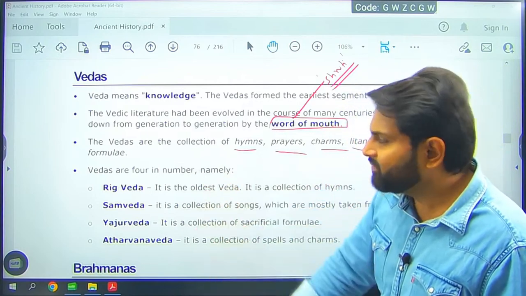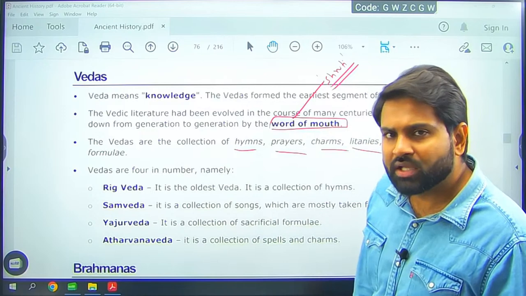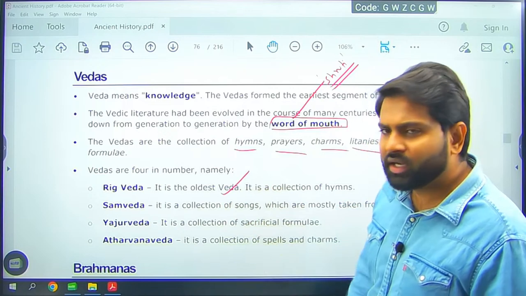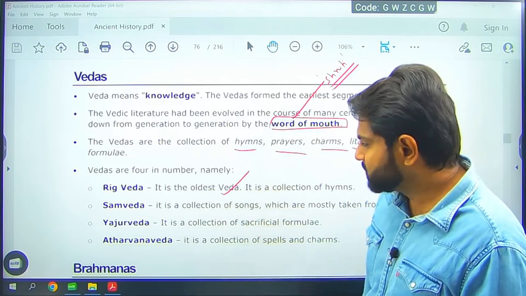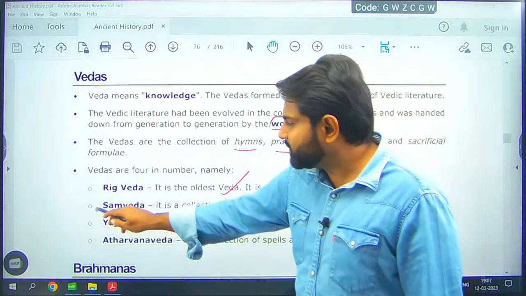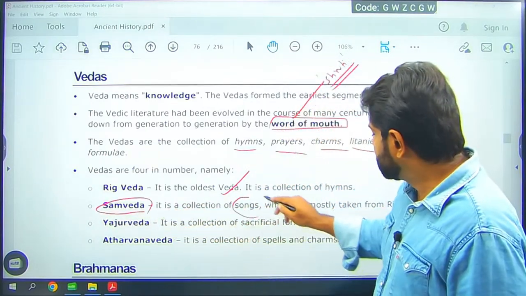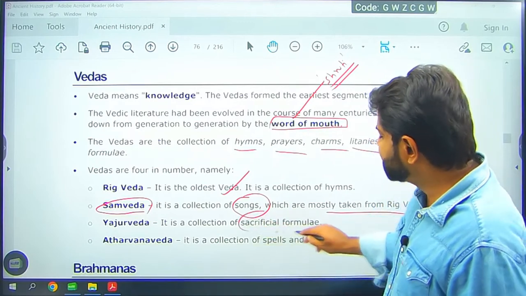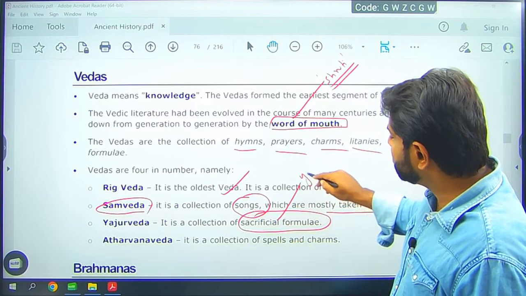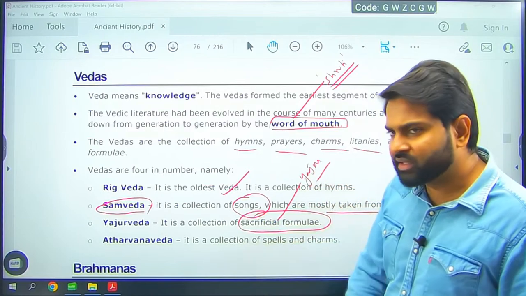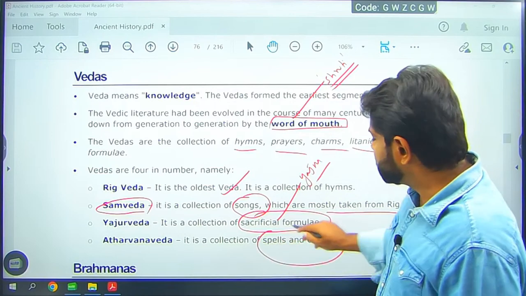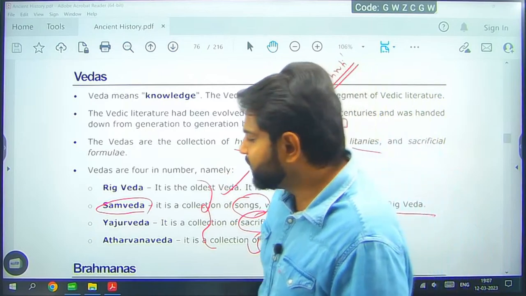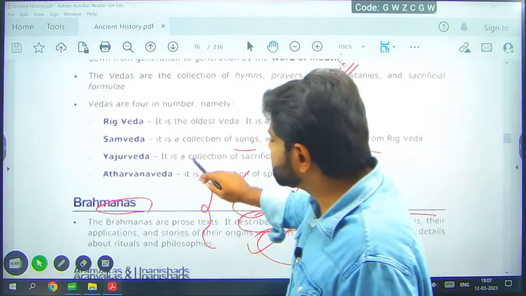So we have different Vedas: Rig Veda, Sam Veda, Yajur Veda, Atharvana Veda. Rig Veda is the oldest Veda, with a collection of many hymns. Sam Veda is a collection of songs mostly taken from Rig Veda. Yajur Veda talks about yajnas or sacrificial formulae. Atharvana Veda is a collection of spells and charms. So these are the four texts and the different contents available in them.